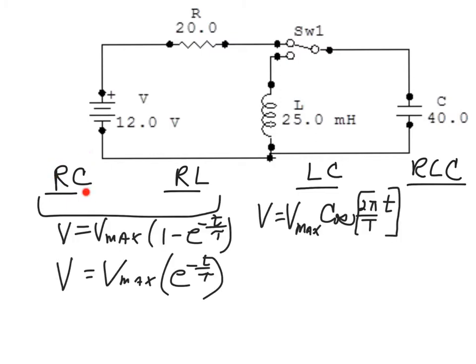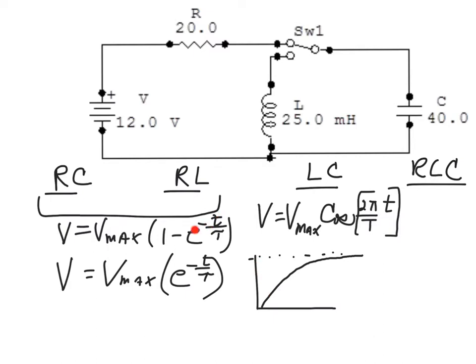So the RC and the RL circuit, or LR circuit, follow two behaviors. One is a charging behavior, where a quantity starts at 0 and it exponentially, in the limit of t equals infinity, approaches some limiting value V max. And so this equation describes this behavior.